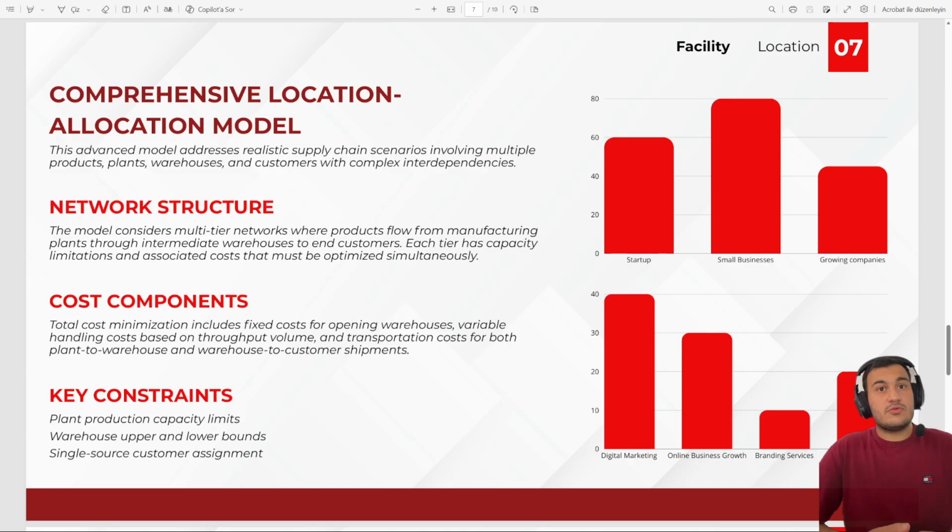This model handles multiple products, multiple manufacturing plants, intermediate warehouses, and customers. It considers a multi-tier network where capacity limitations and costs at every level must be optimized at the same time. To make these mathematical models work as decision support tools for real business, we can add model extensions. These extensions allow us to include corporate policies, budgets, contracts. Let me give you an example: warehouse quantity limits, precedence relationships, service constraints, assignment rules.